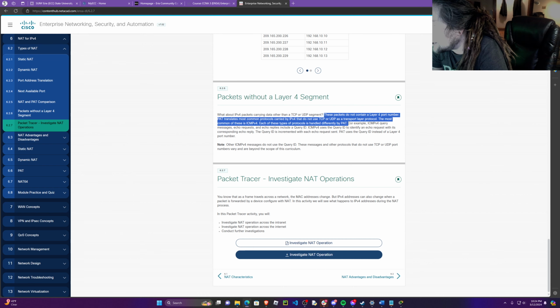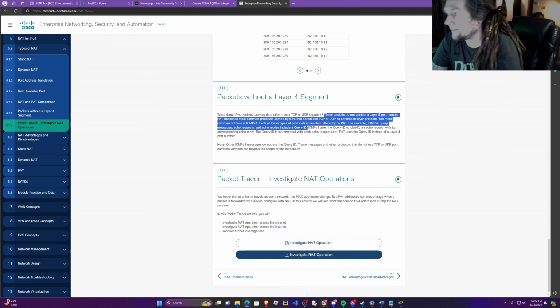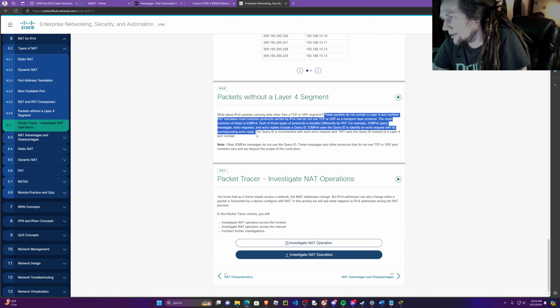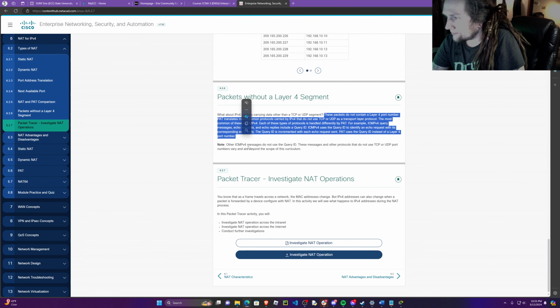For example, ICMPv4 query messages, echo requests, and echo replies include a query ID. ICMPv4 uses the query ID to identify an echo request with its corresponding reply. The query ID is incremented with each echo request sent. PAT uses the query ID instead of a layer 4 port number. All right.